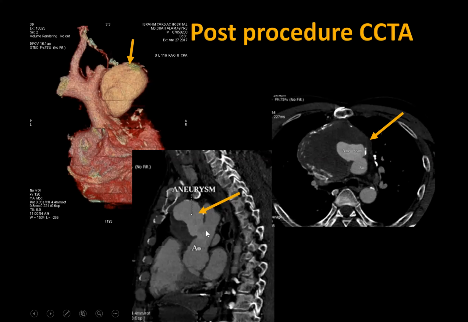And you know, during CABG, there is a lot of manipulation of the ascending aorta and arch of the aorta to implant the graft, and also cannulation. So sometimes it could happen that there is a residual leak, and continuous oozing of blood produces this type of aneurysm.